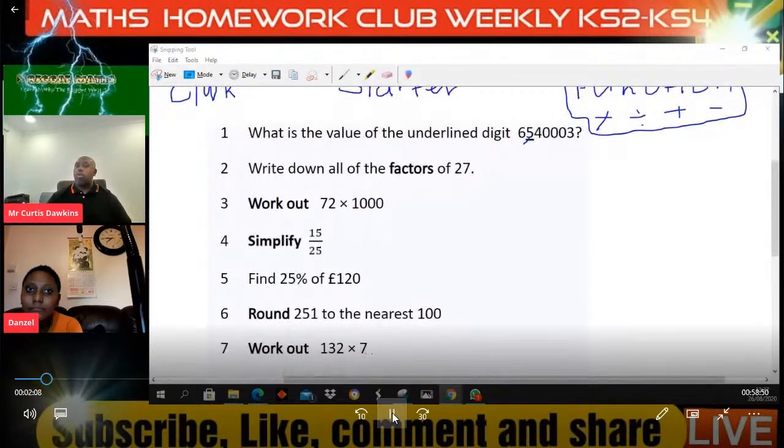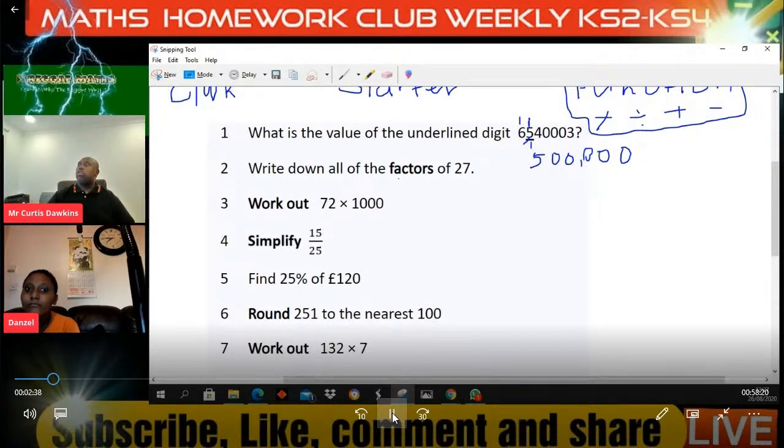If we have a go at this now, 1 million is 6, so it's not that. So it's going to be 5, write the value, and then the rest is 0. So 1, 2, and 1,000 is 3 zeros. So it's 500,000.